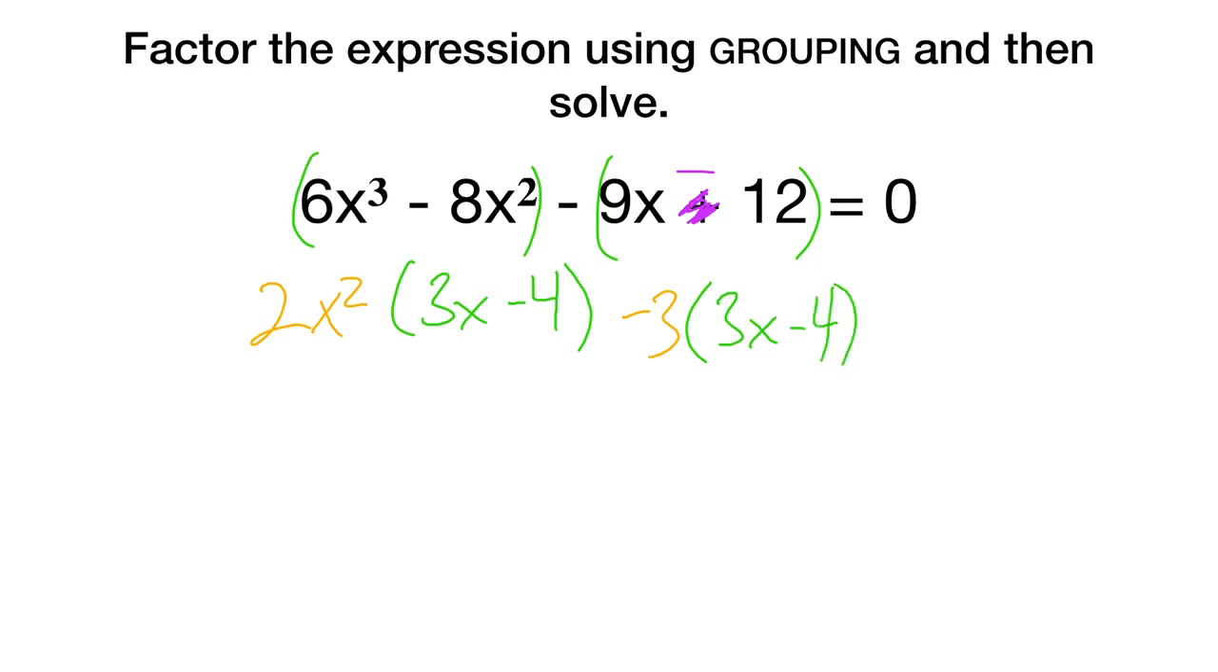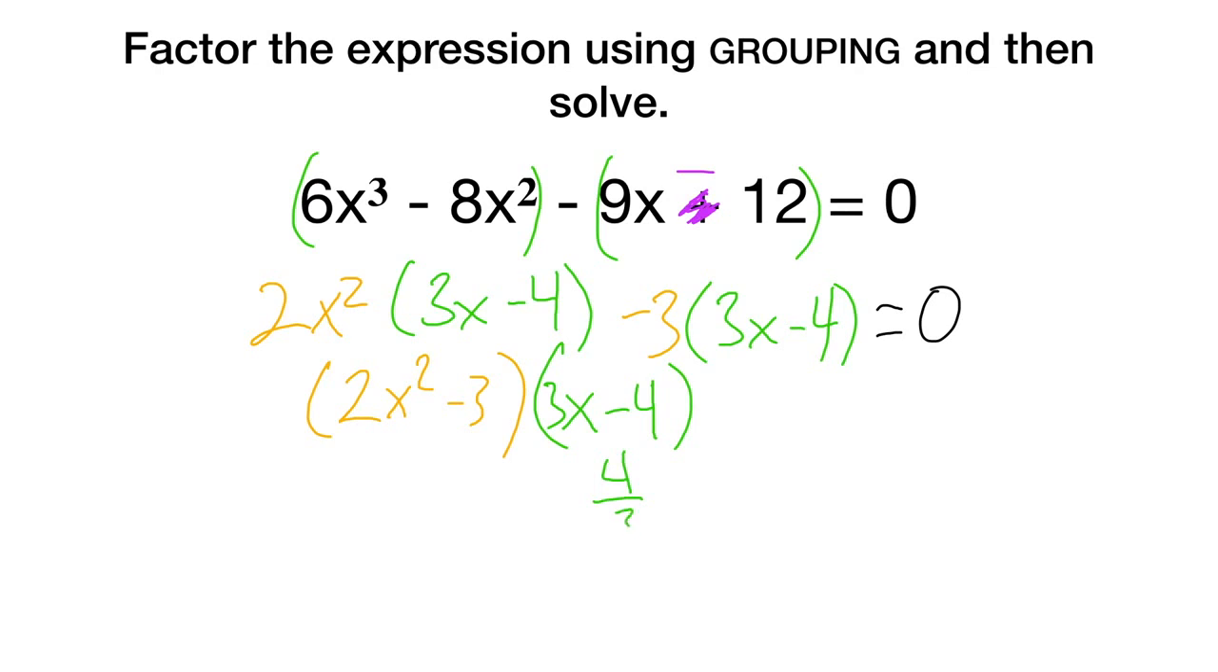And sure enough, if you look, like always, there we go. Hooray! The parentheses are the same. So all of this equals 0, of course. So our final factors would be (2x squared minus 3) times (3x minus 4). So our easy one right here is going to be the 3x minus 4, so that becomes 4 over 3.